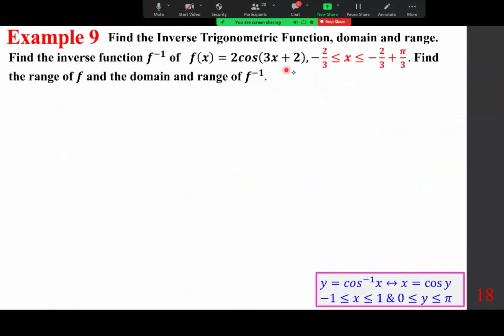All right, what about this function? f of x is 2 cosine of (3x plus 2). We want to find the inverse function. So first, we call this y. Second, we change this to x, we change this to y. And again, please remember, this is the step that gives you the inverse. Then you solve for y, and the first thing you do, you divide by 2.